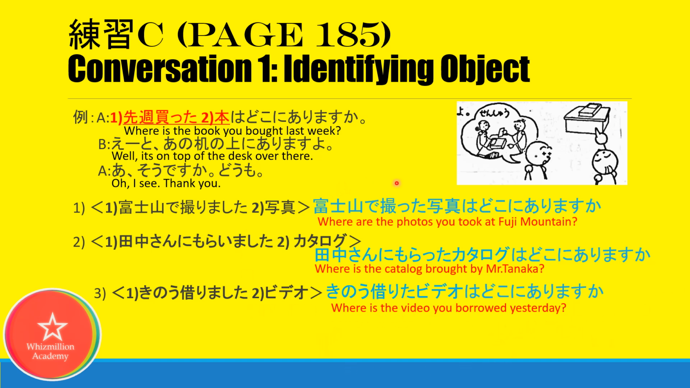So, as you can see over here, for question 1, 2, 3, we are modifying the noun, right? By changing the verb form from 撮りました to 撮った.